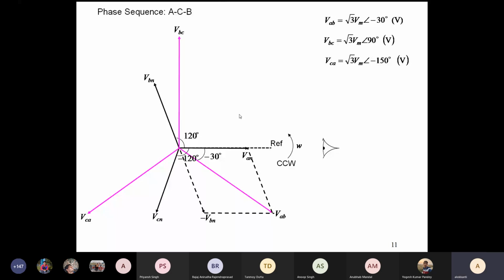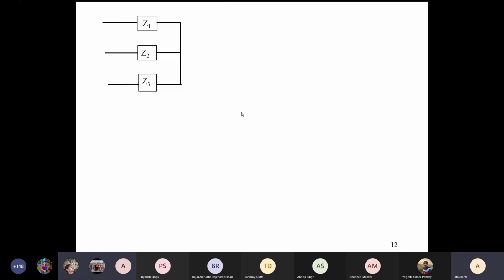Now, suppose there are three impedances, Z1, Z2, Z3. You know what is the meaning of impedance, and they are connected together. So what type of connection is this? Y connection. I have not connected the left end.